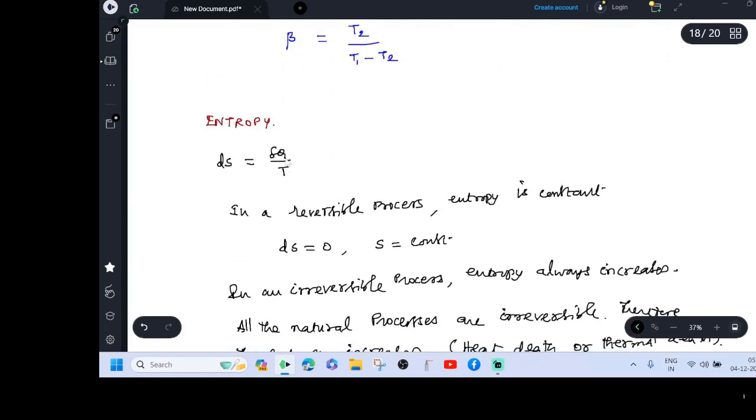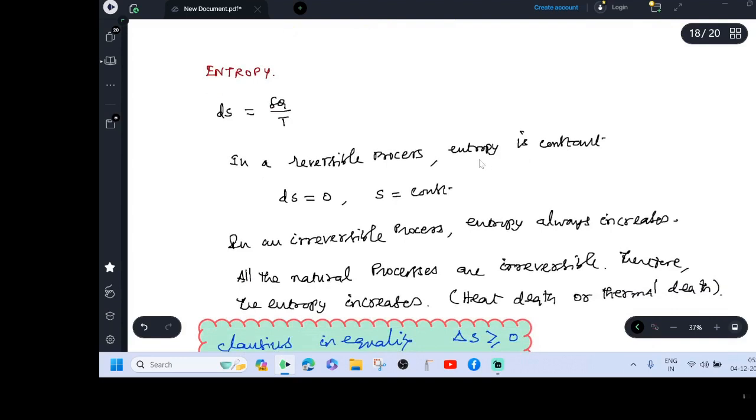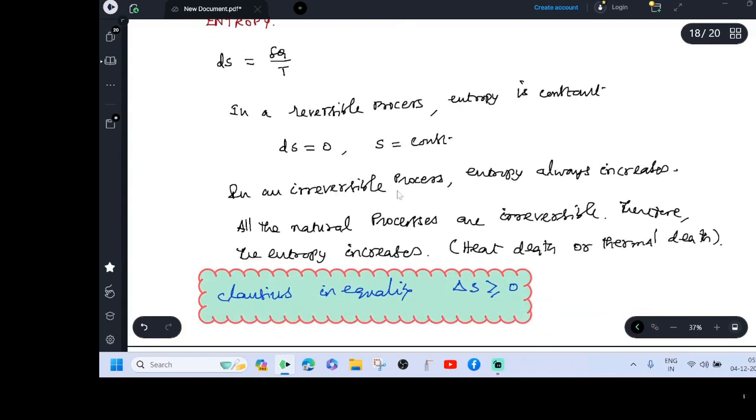This is the formula for entropy. Entropy measures disorder of the system. The change in entropy equal to del Q by T. Entropy is also a state variable. In a reversible process, entropy is constant. So the change in entropy is 0, which means that S equal to constant. In an irreversible process, entropy always increases. All the natural processes are irreversible.